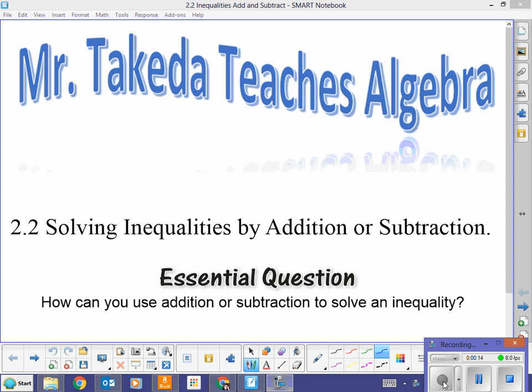This is lesson 2.2, solving inequalities by addition or subtraction. So we looked at inequalities on the previous lesson, and like I said then, these are the cousins of equations, so a lot of the properties are the same. So this time we'll look at the addition and subtraction properties of inequalities.